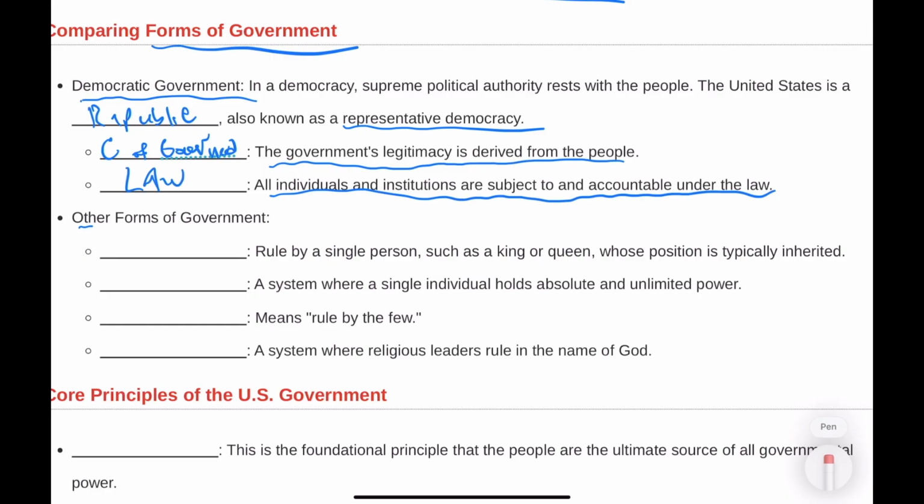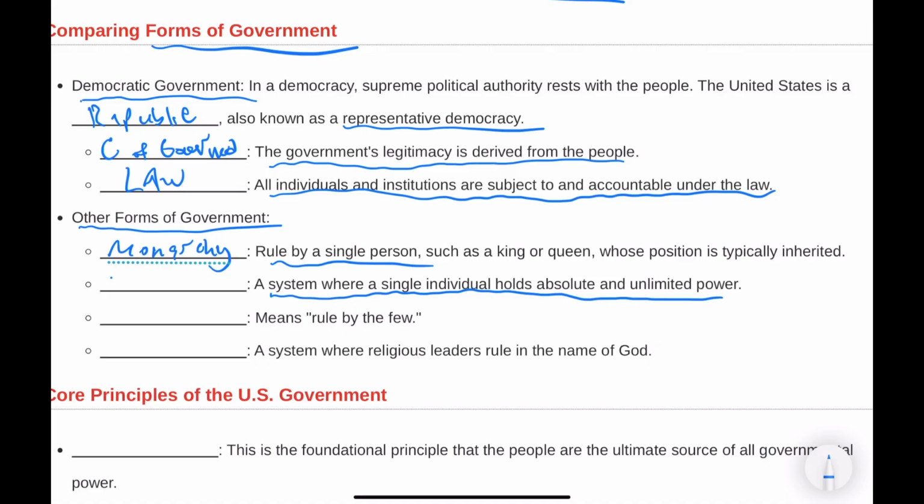Now, let's talk about other forms of government. On test day, you might receive a question that describes one of the forms of government. It's going to be your job to select the most appropriate answer option. So here, the rule by a single person, this is called a monarchy. And I remember that with mono meaning one, so monarchy. And then next up, we have a system where a single individual holds absolute, unlimited power, and that's called a dictatorship.